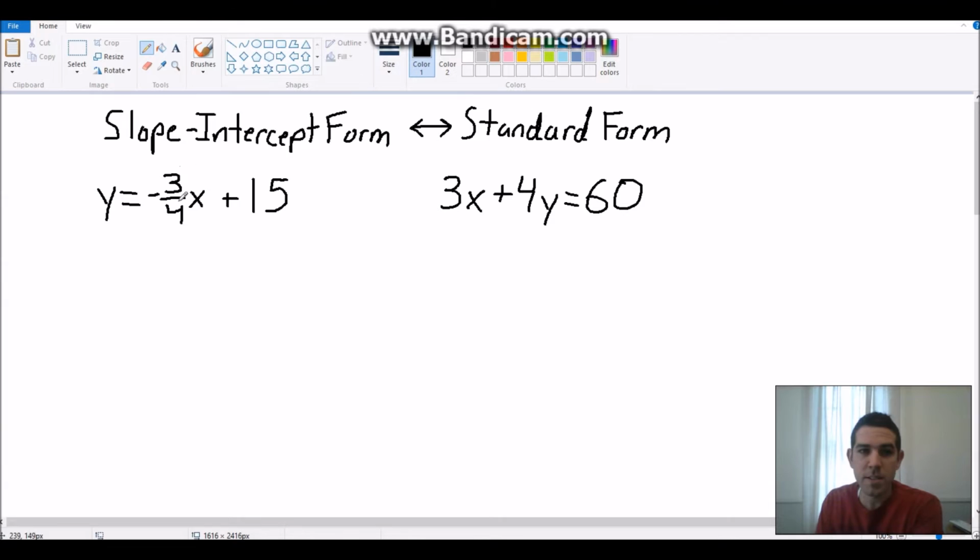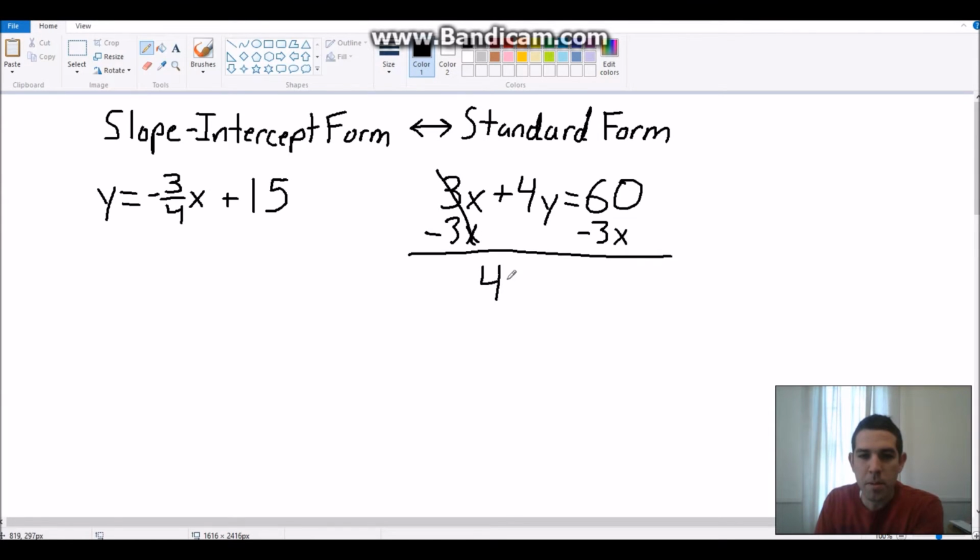Well, what do we notice about slope-intercept form? We notice that the x is on the other side of the equal sign versus standard form. So can we move this 3x to the other side of the equal sign? We sure can. Step 1, move the x variable to the other side of the equal sign. I'll subtract 3x because that's how you get rid of a positive 3x.